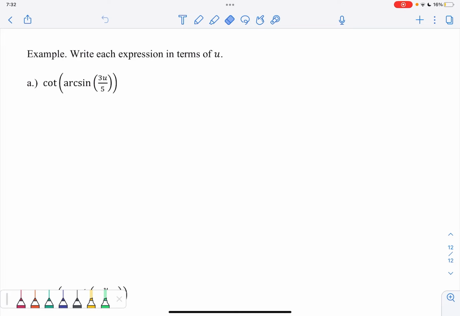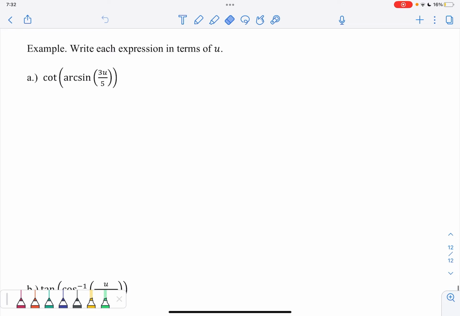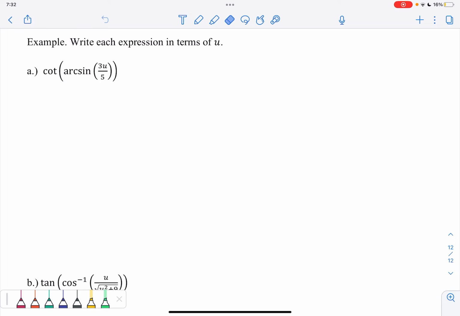Let's look at some examples where the input, instead of being some angle with a regular value, is some algebraic expression. Our goal is to write each expression in terms of u, but without the trigonometric functions attached. So, example: write each expression in terms of u. I'm starting here with my inside, which is arc sine of the quantity 3u over 5.